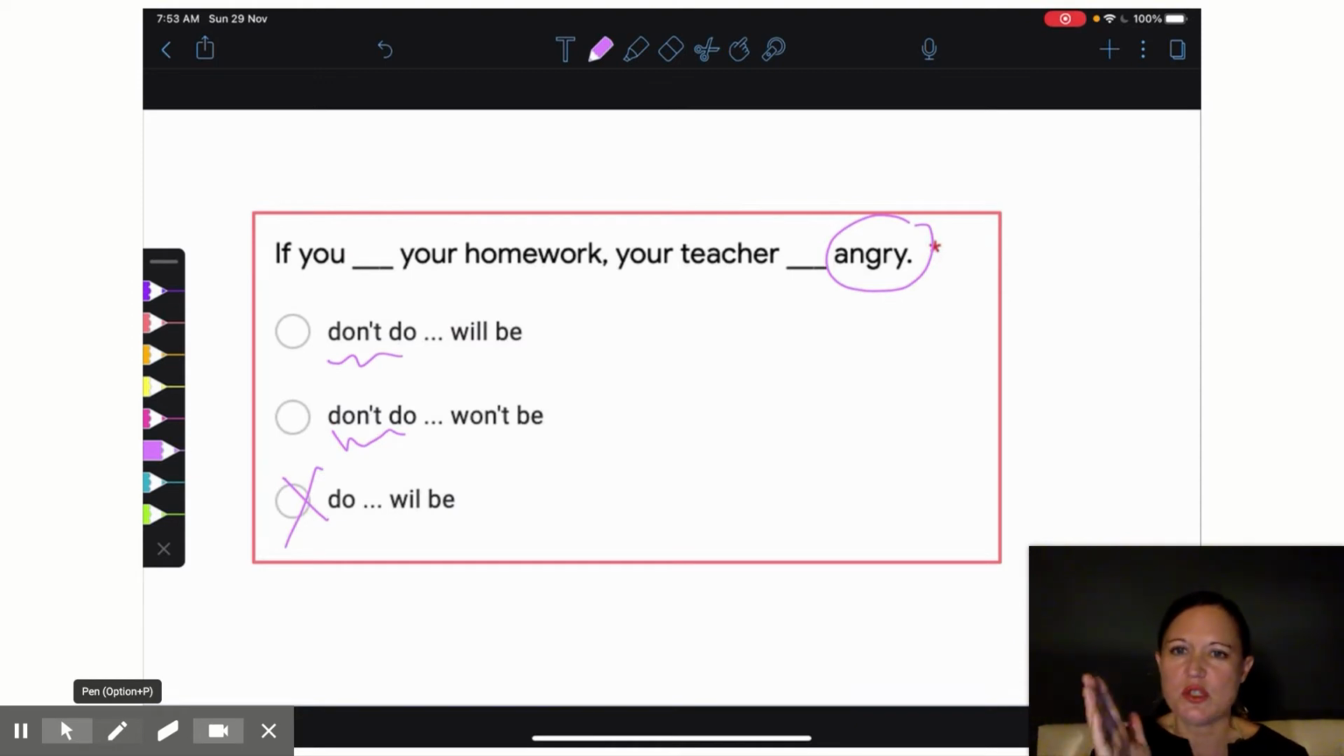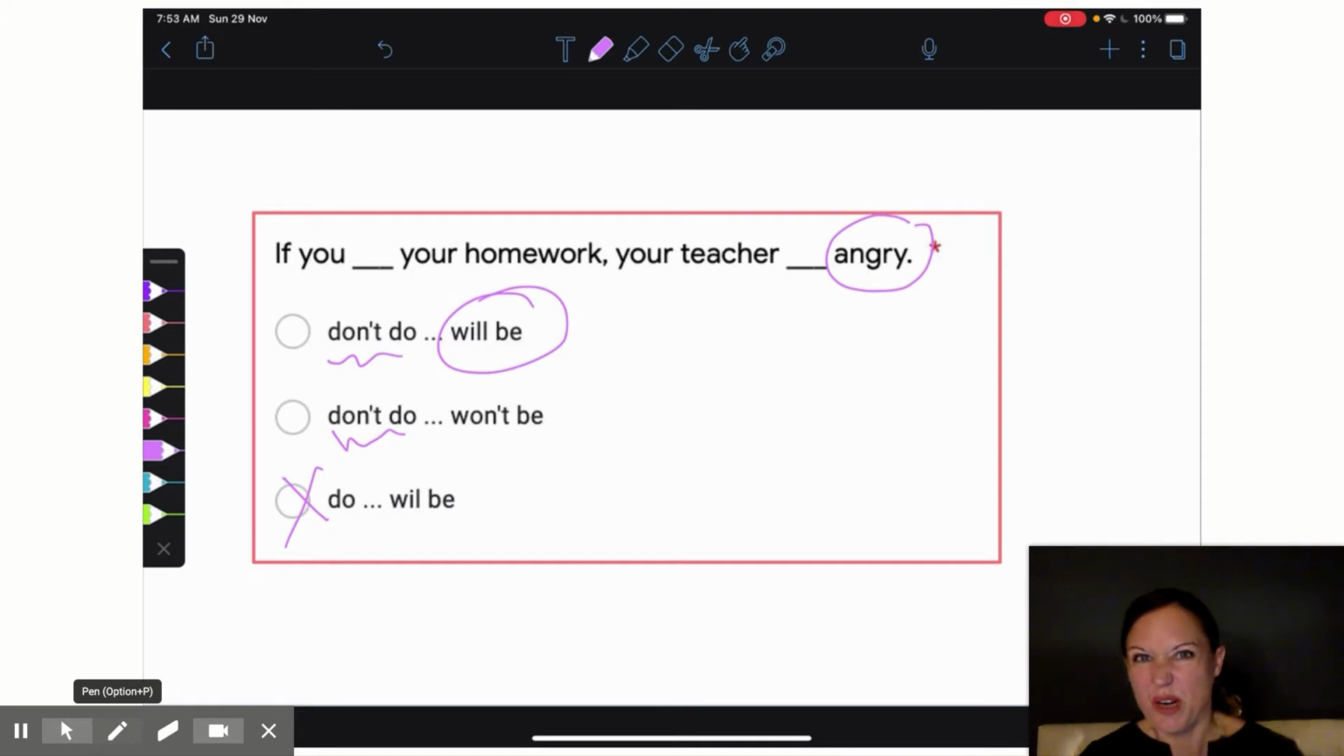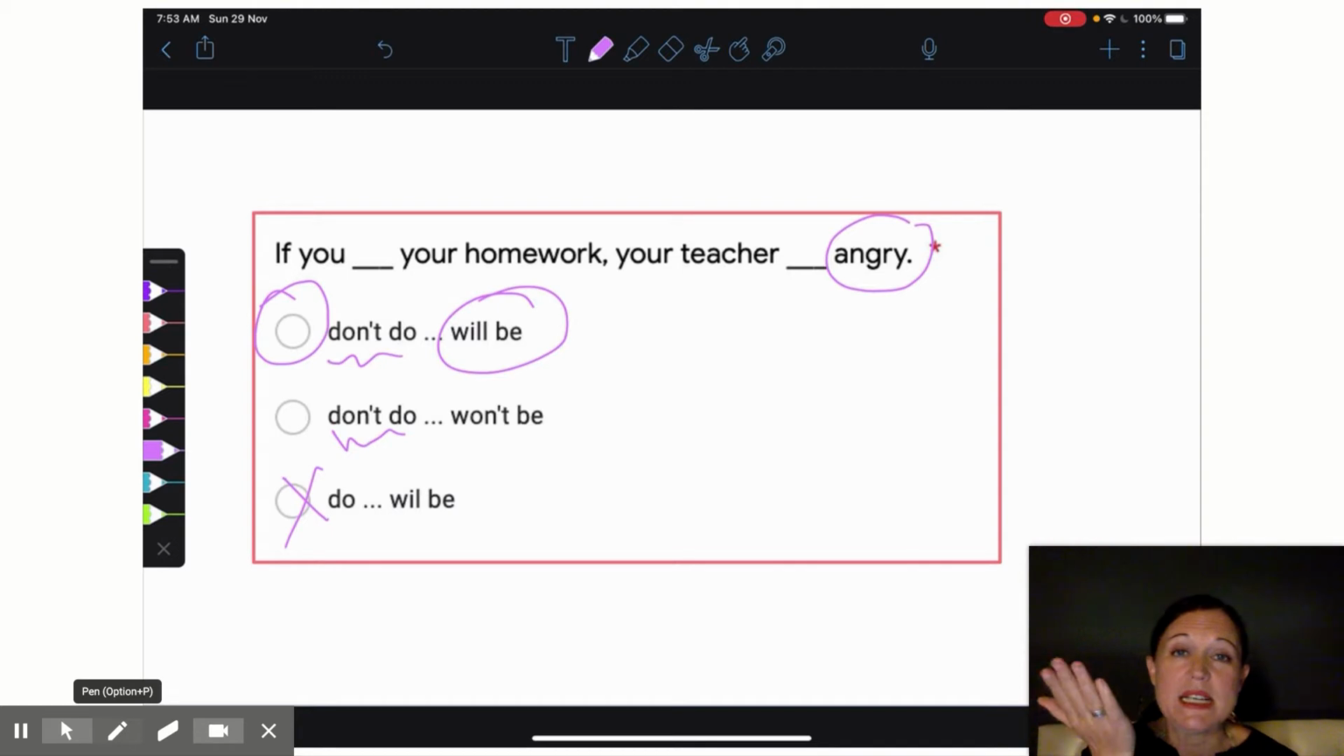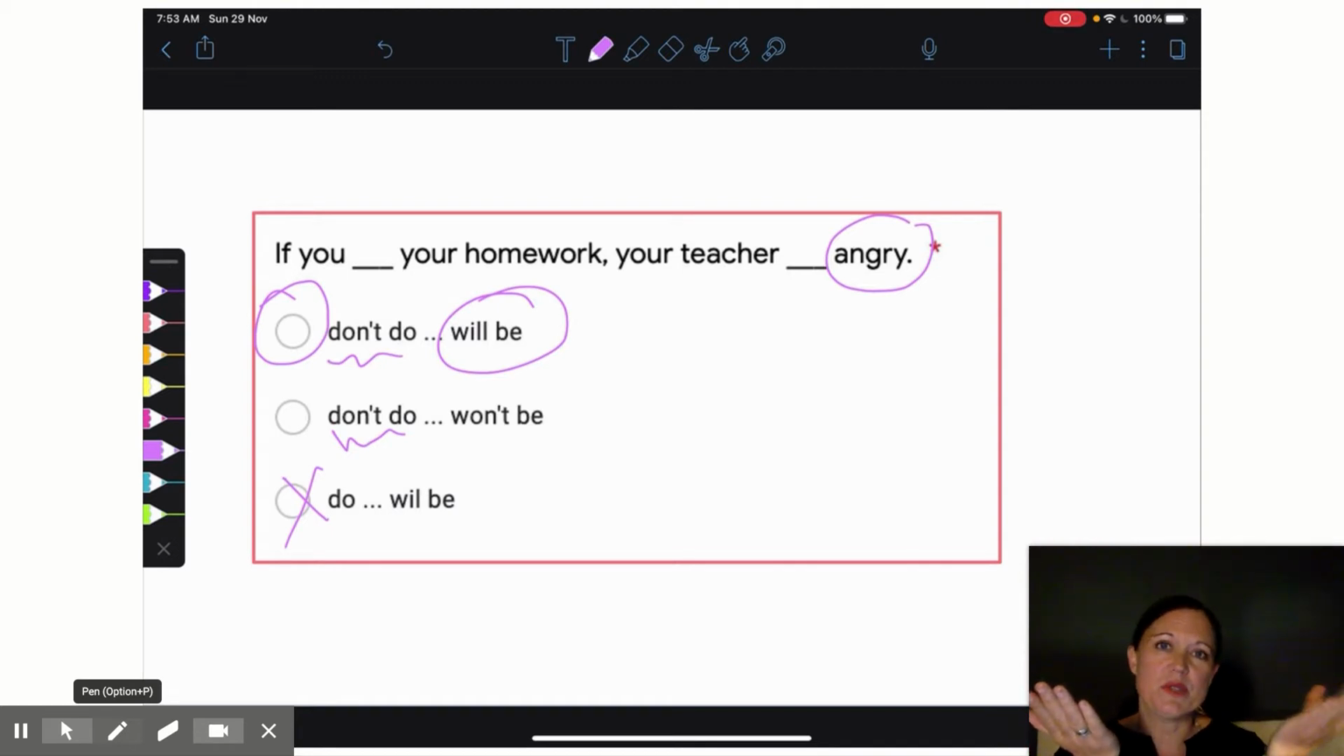So if I don't do my homework, my teacher will be angry because they're going to have to send me messages or call me to the office hours and say, why aren't you doing your homework? You need to be studying. Your grades are not good. Because that's our job as teachers. So here, I needed to look at that meaning. If I don't do my homework, my teacher will be angry. The result of that action of not doing something still has a result.